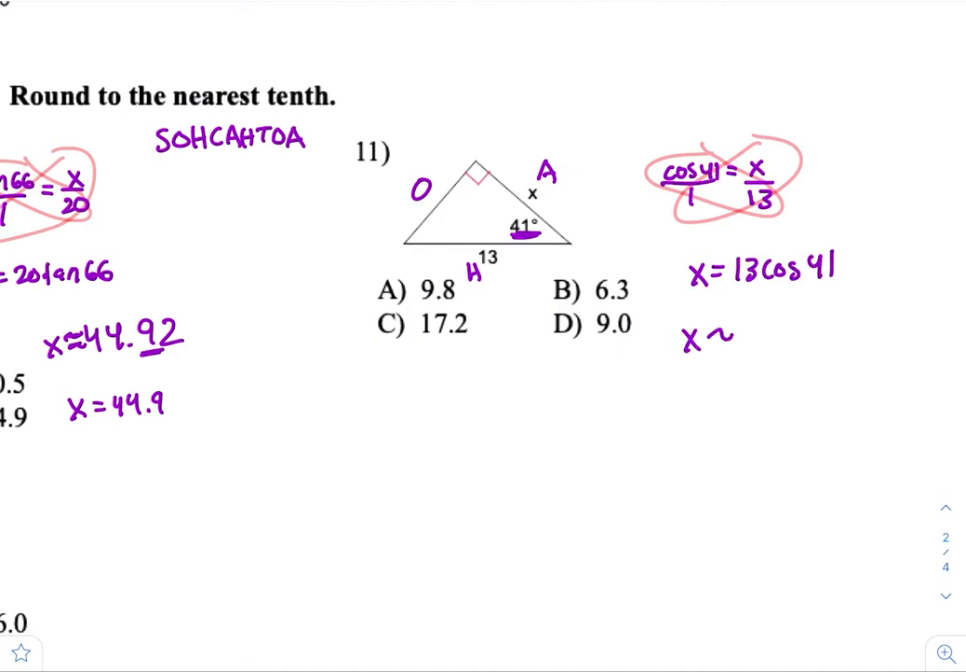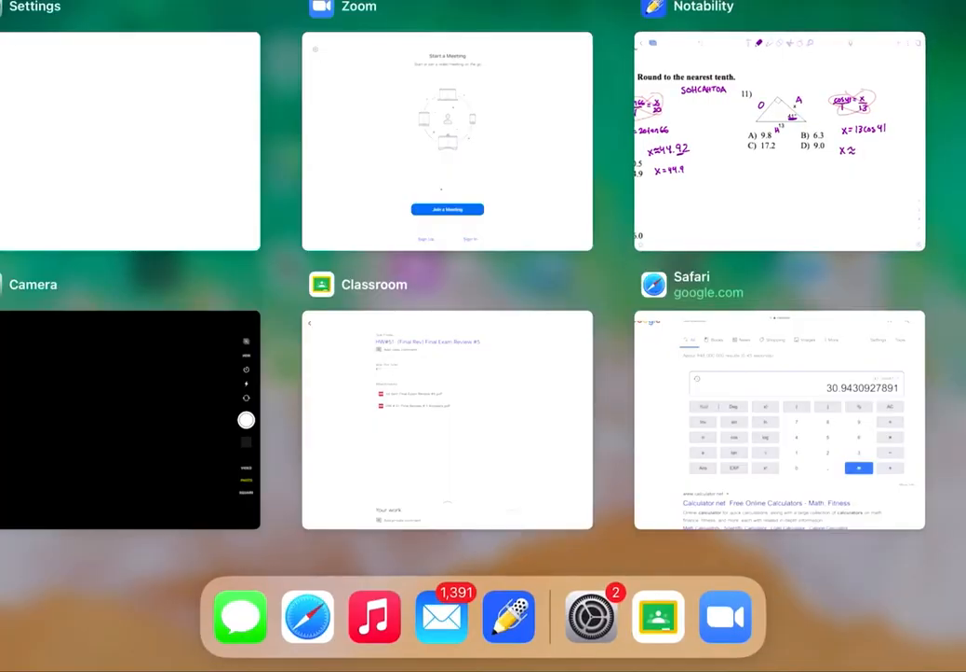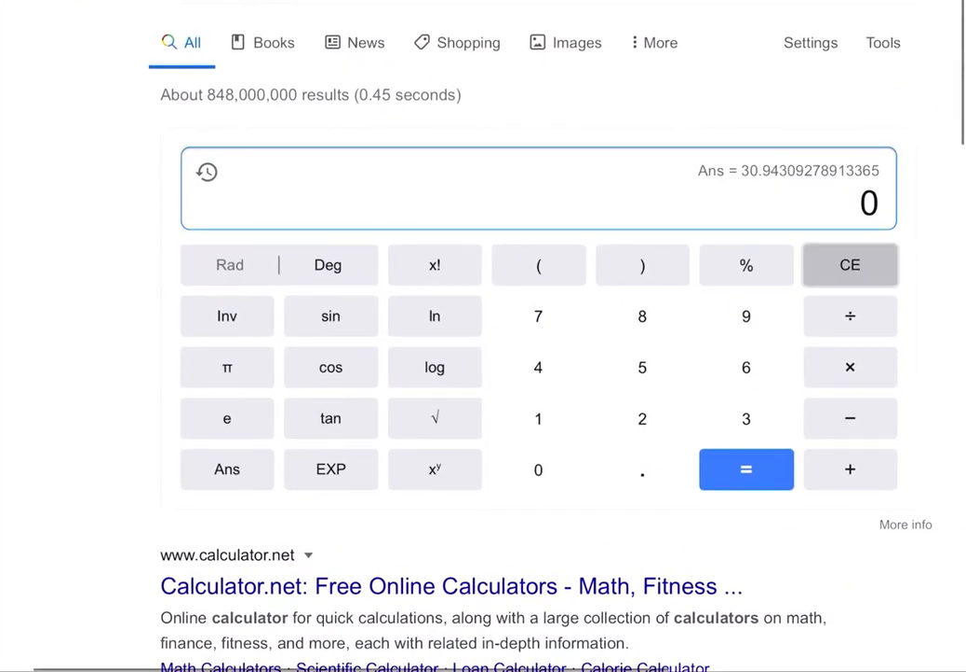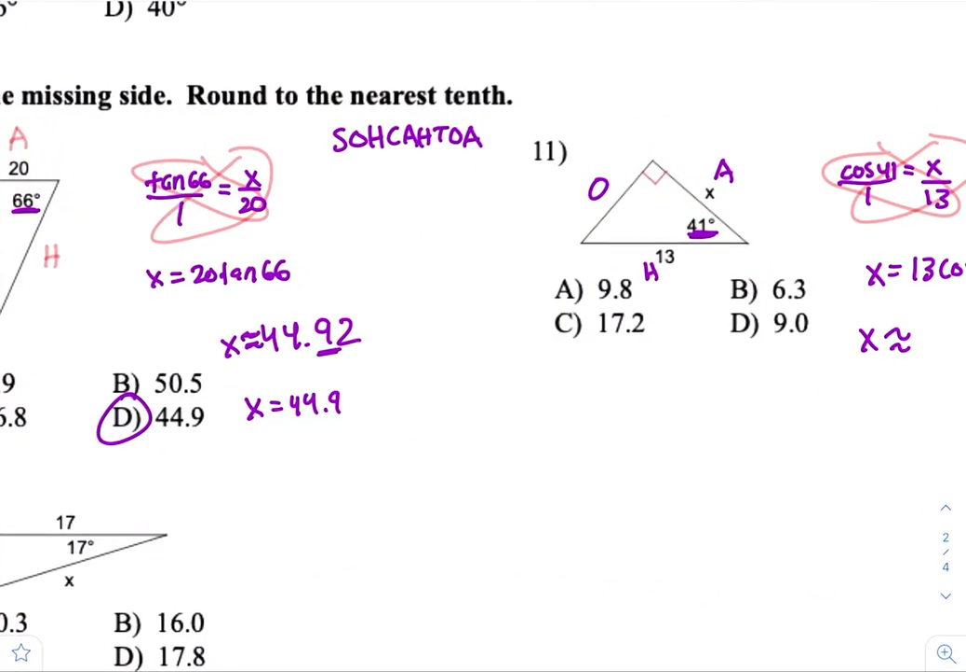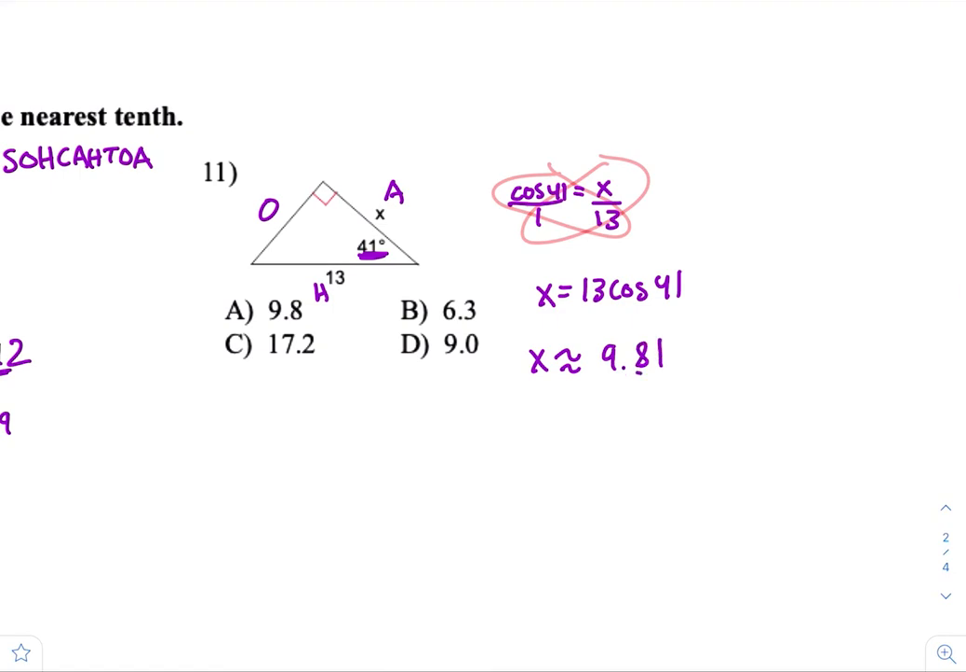Much better. So x is roughly what? Go back to my calculator. 13 cosine of 41. 9.81. Round it to the nearest tenth. So does that tell us to stay or to go up? Tells us to stay. So we're going to get x is roughly 9.8, which is A.